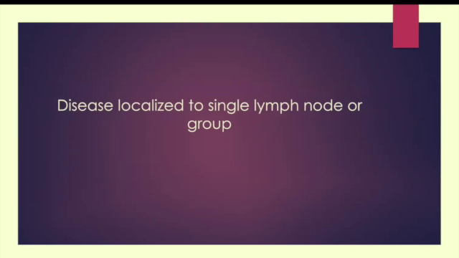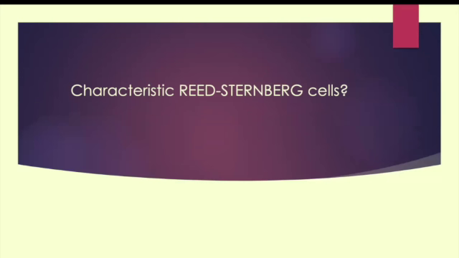Okay, so I don't think this is an anemia anymore. Disease localized to single lymph node or group. Lymphoma stage 1. So again, lymph node, lymphoma, and then we know that only one group or one lymph node is stage 1. Oh, so do you remember which disease process has the Reed-Sternberg cells? Hodgkin's disease.